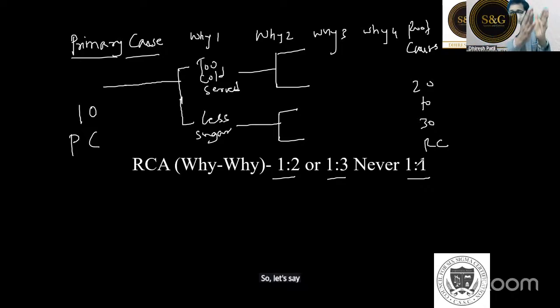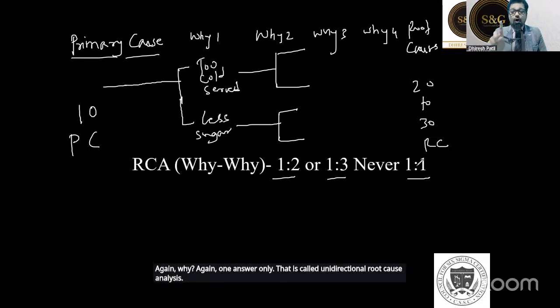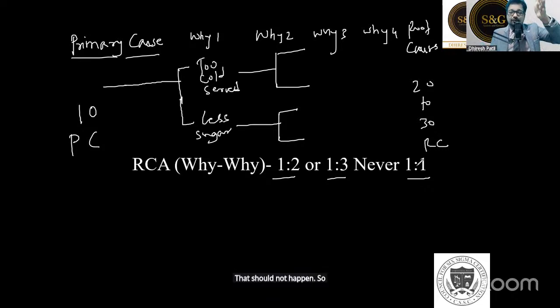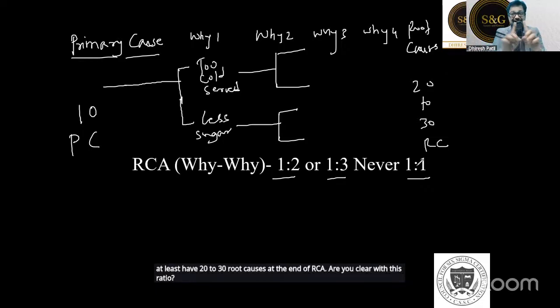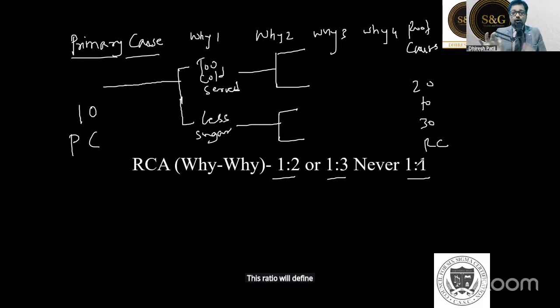So let's say you have 10 primary causes and you have done unidirectional root cause analysis. That means one why equals one answer only. Again why, again one answer only. That is called unidirectional root cause analysis. That should not happen. Whenever you have 10 primary causes, you should have at least 20 to 30 root causes at the end of RCA. Are you clear with this ratio? This ratio will define how much qualitative work you have done in the root cause analysis. Are you clear with this? Just give me yes in the chat box.